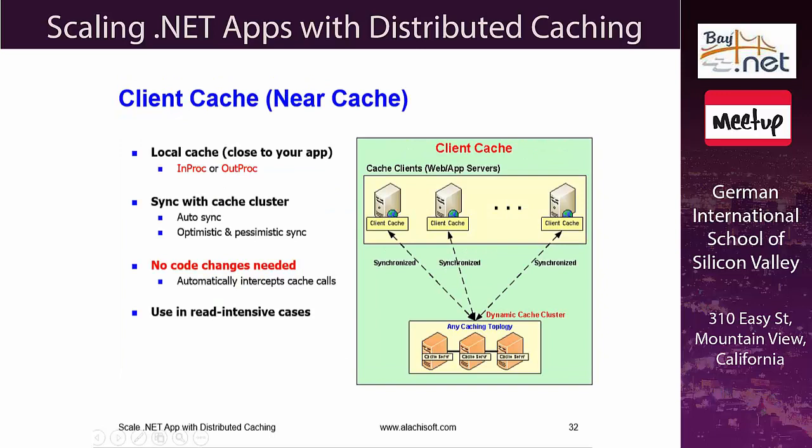And a client cache is what I was talking about, which is a local cache on the application server. It could even be in proc. In proc means the entire cache is within your application process. That means all the cached objects are kept in object form, not in a serialized form. That means they're on your heap.